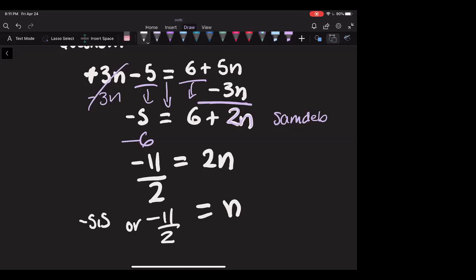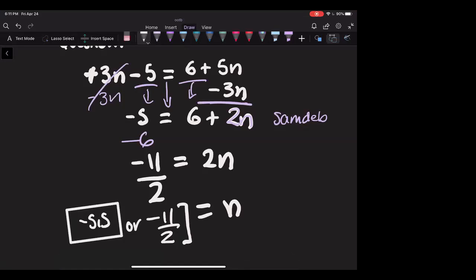Okay. Let's say you're in a real test, right? And you write negative 5.5. Will you get it wrong? No, that's still right. So you can either write it in fraction form or you can put it in decimal form. Both answers are exactly correct.